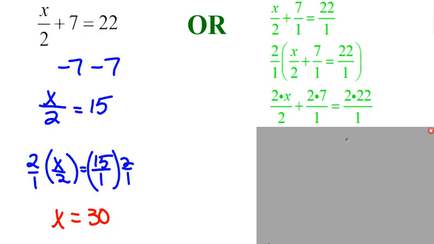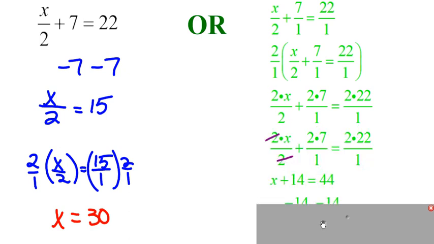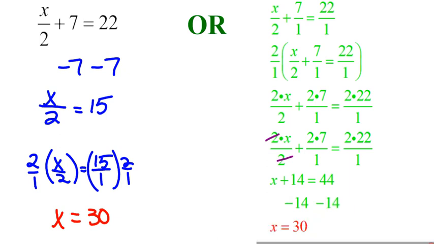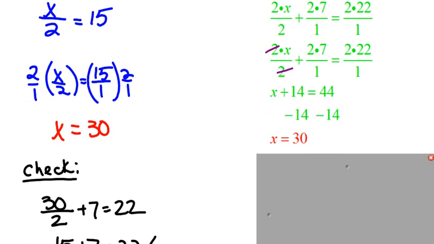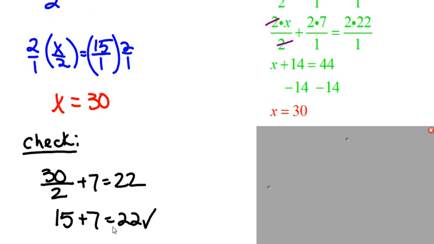And then looking to simplify, any like things we could divide out. 2's here, so we would have x plus 14 equals 44. And it's just solving to get x by itself by subtracting 14, so x equals 30. And again, we could check those by substituting it back in to make sure it's balanced to get back your 22.